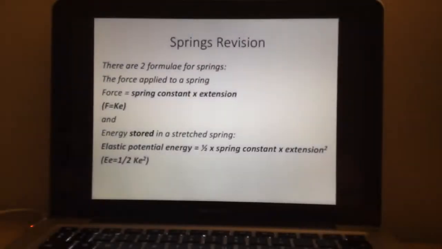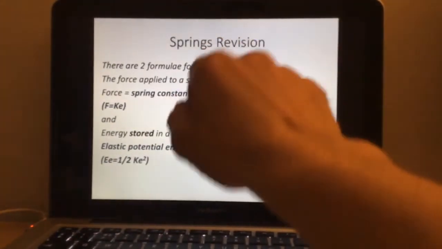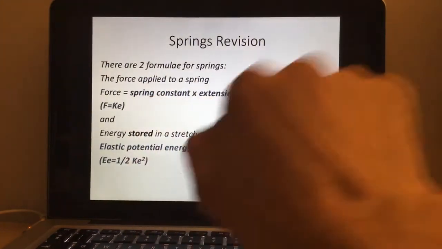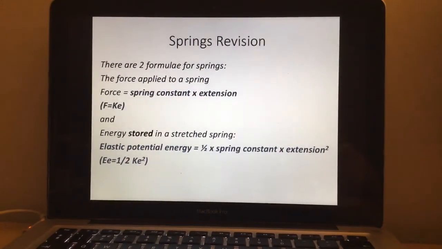That's the first thing we'll cover, a little bit of revision. Springs, there are three things you need to know with springs. There are three things you need to know about it. There's the force, the spring constant, and the extension. Force equals spring constant times extension.